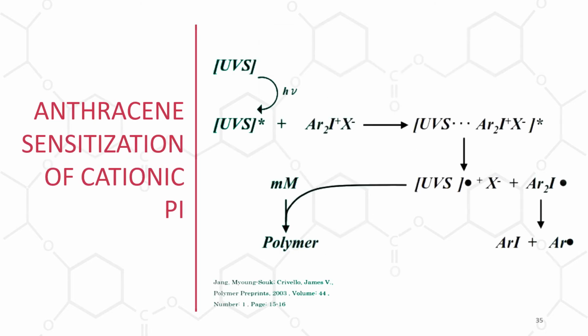Here's how the anthracene derivatives work. This is a mechanism that was proposed by Jim Crivello a few years ago. In the mechanism, we have our sensitizer exposed to the UV energy. It moves up to a higher energy state, reacts with our photoinitiator, and transfers that energy, and you can now form your polymer quite a bit easier than you would otherwise, just trying to rely on the initiator and the UV light.